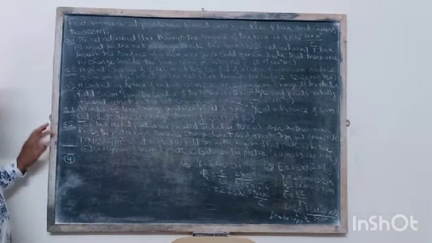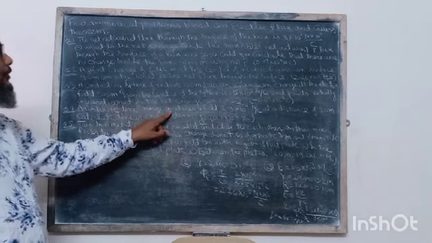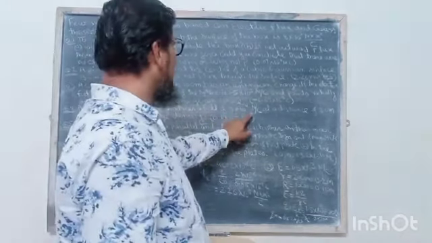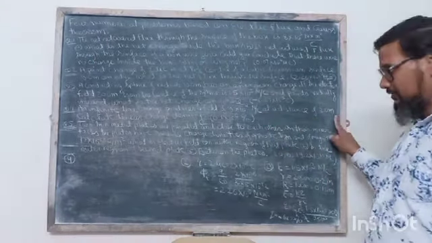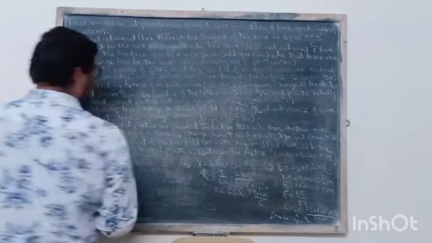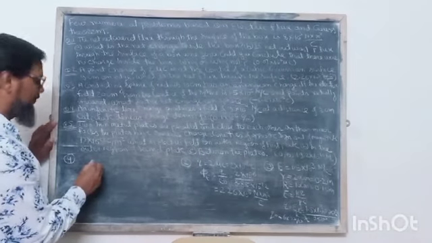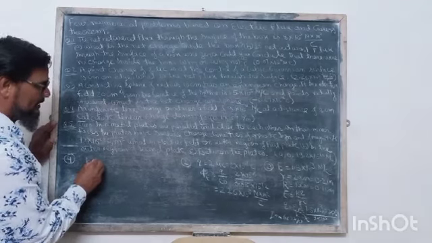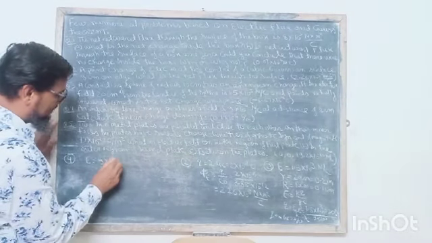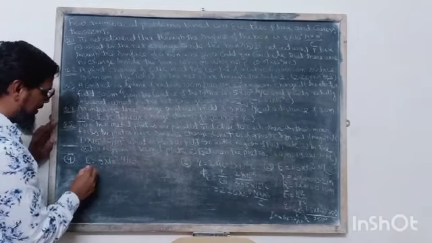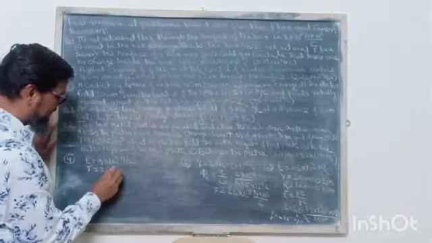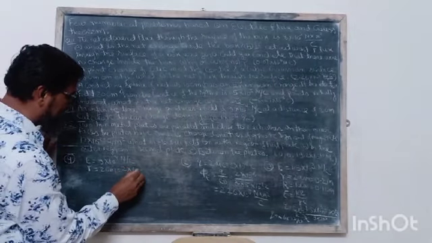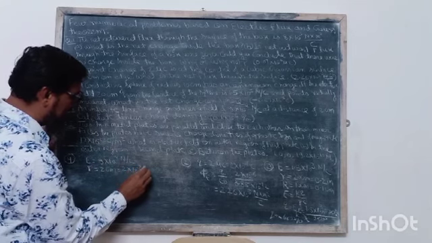Question number 4. An infinite line charge produces a field of 9 into 10 raised to the power 4 Newton per Coulomb at a distance of 2 centimeter. Calculate the linear charge density. In this case, the value of electric field intensity is given to us, 9 into 10 raised to the power 4 Newton per Coulomb, and the distance r is given to us, 2 centimeter. 2 centimeter means 2 into 10 raised to the power minus 2 meter.